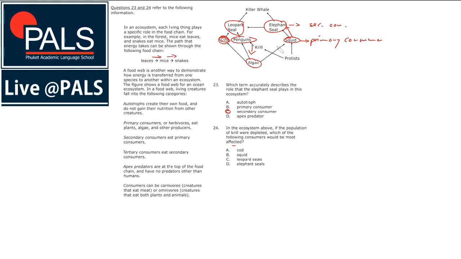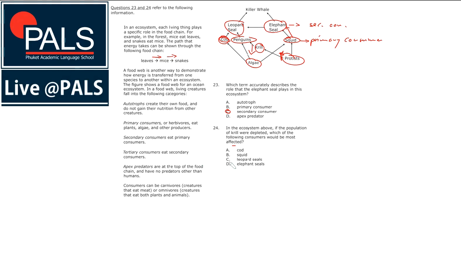Squid, yeah, doesn't really make sense. I mean, because squid still has the protists as a food source, which should even increase when there's no krill, because krill eat protists. So squid will have less algae, but more protists, so squid should be fine. The same, therefore, for elephant seals.